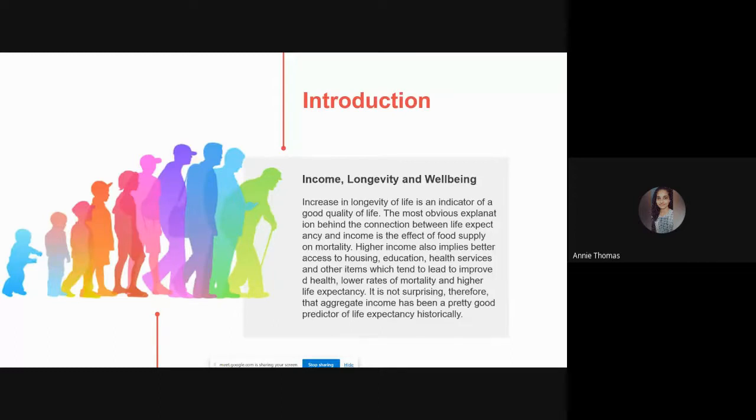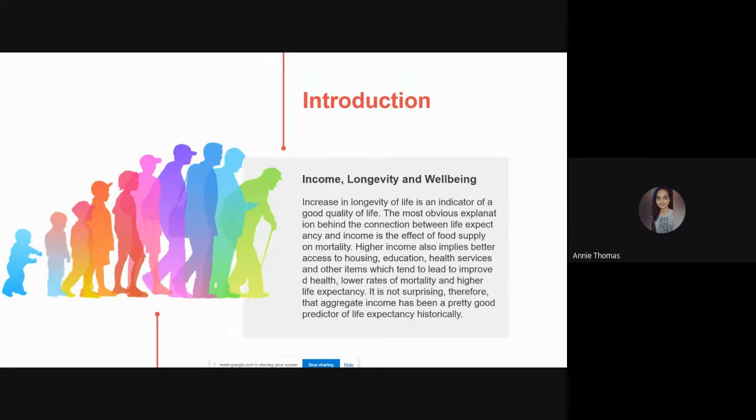Better health and life expectancy are an indicator of a good quality of life. The most obvious explanation behind the link between life expectancy and income is the impact of food supply on mortality. Higher income leads to better access to housing, education, medical services, and other items that tend to improve health. Therefore, aggregate income can be taken as a good indicator of life expectancy. You will become more familiar with this in the coming slides.